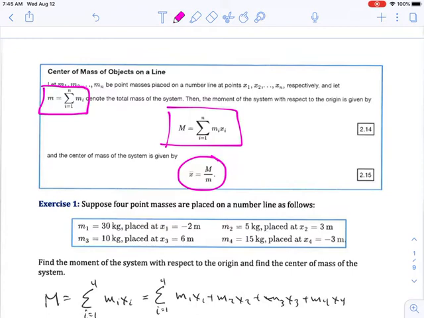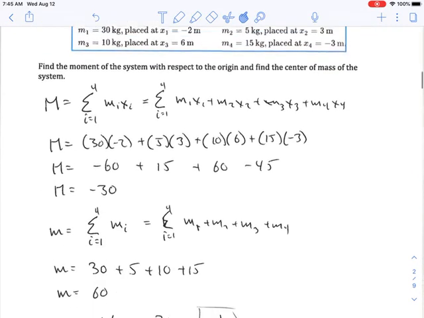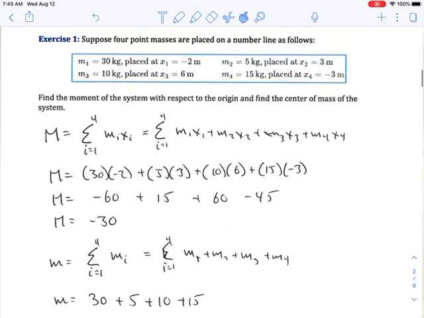All right, so let's do an example. So we have 4 point masses placed along a number line. See, thinking about it as a number line is the easiest way to think about these problems. So we want to find the moment first. Okay, so the moment is the sum of the masses times the distances.